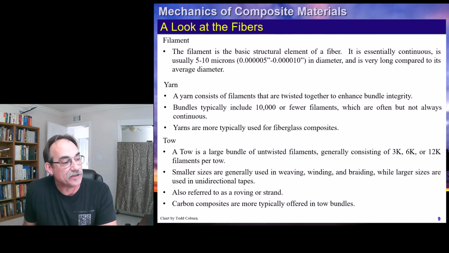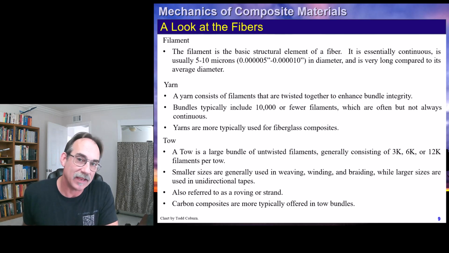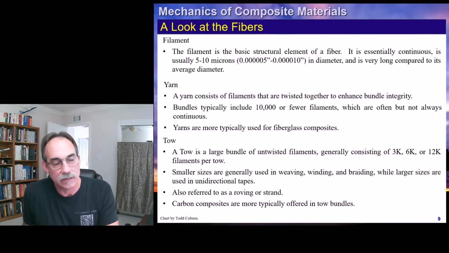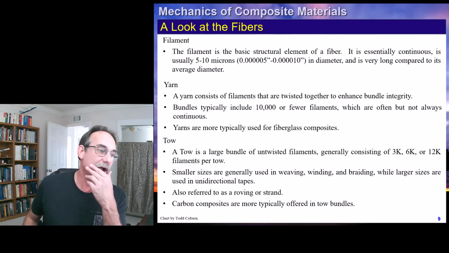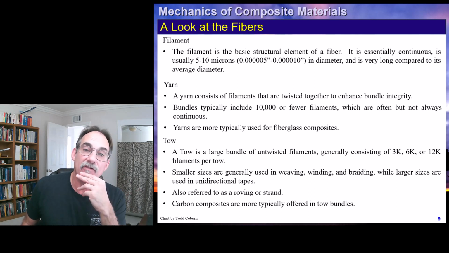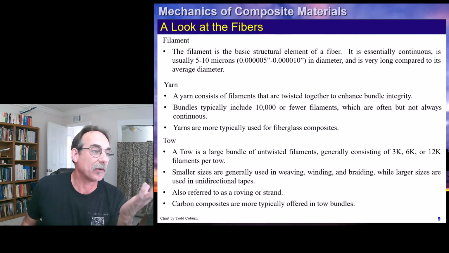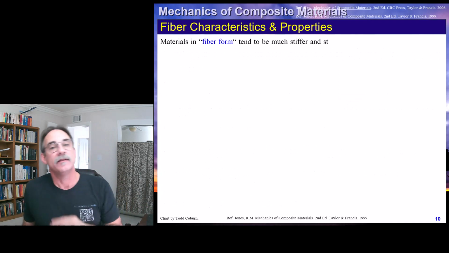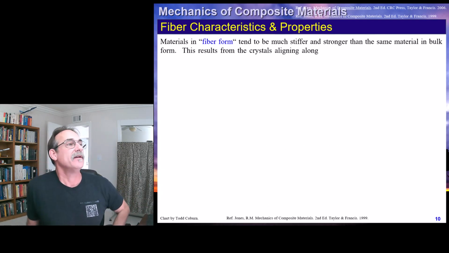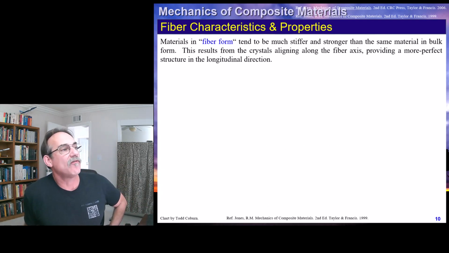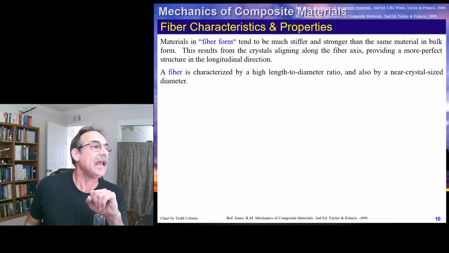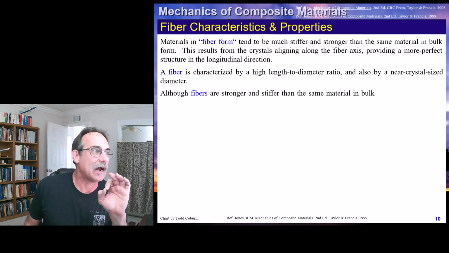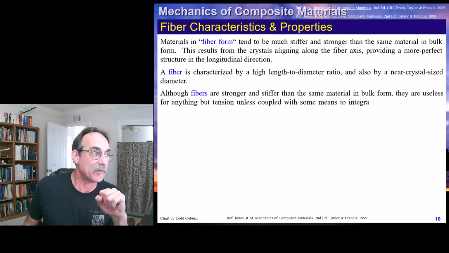These tows are also sometimes called a roving or a strand. These are all nearly synonymous words. Carbon composites, graphite epoxies, those kinds of things: carbons are typically offered in these tow bundles, where the fiberglasses are more commonly with the yarn. Okay, so materials in our fiber form tend to be stiffer and stronger. We've already said that, and we characterize that with a high length to diameter ratio.